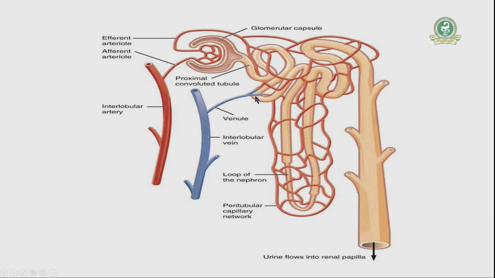And to repeat, this nephron corpuscle includes glomerulus and Bowman capsule. This is the proximal convoluted tubule, these are the loops of Henle, this descending part, this ascending part, this distal convoluted tubule, and this collecting tubule.